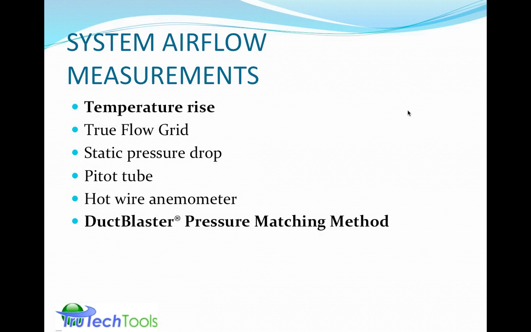So we're going to break it down into 2 different areas of airflow measurement today. Think of it for residential applications. There are system airflow measurements, which is how much air is flowing through the total system. The different types of measurement here that we'll cover, and some that we won't, are temperature rise, the true flow grid, static pressure drop, Pitot tube measurements, hot wire anemometer, and the duct blaster pressure matching method. Vane anemometers are also on this list, and we'll cover those too as far as system airflow.